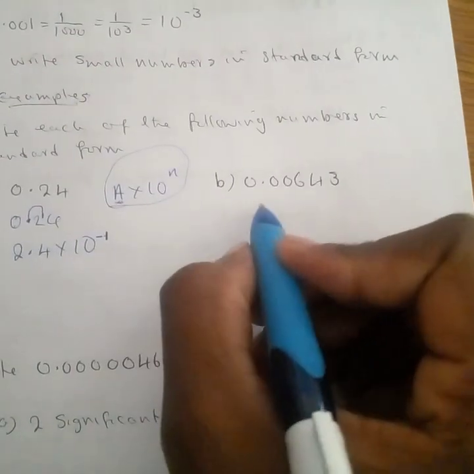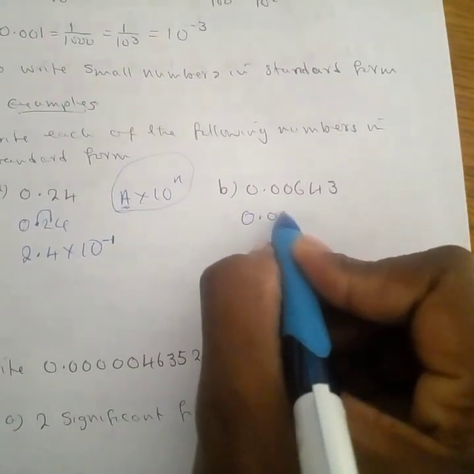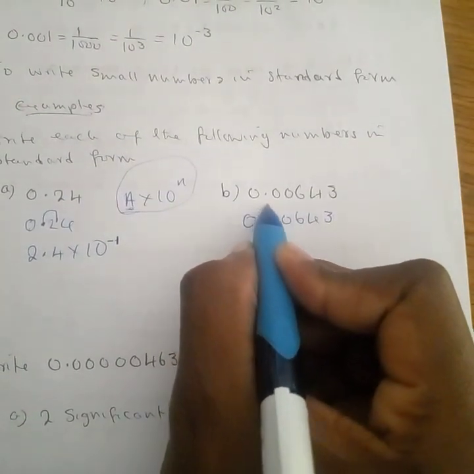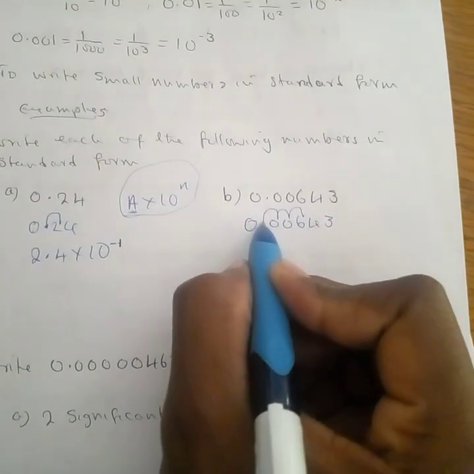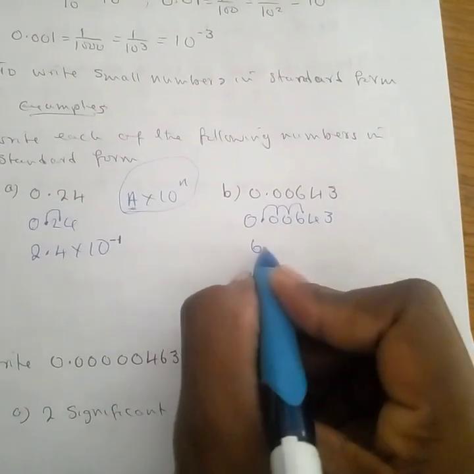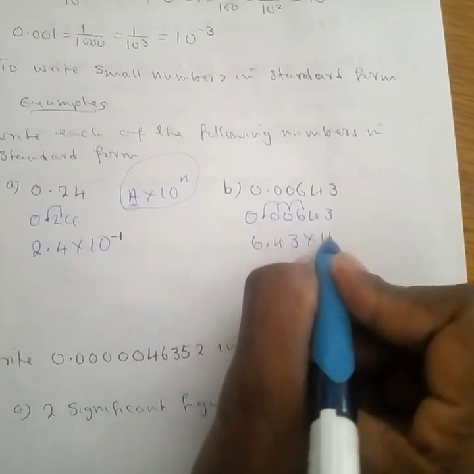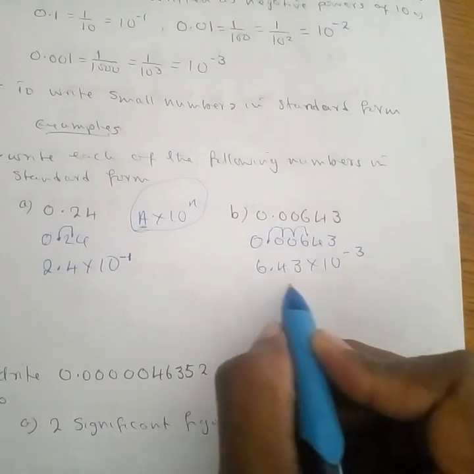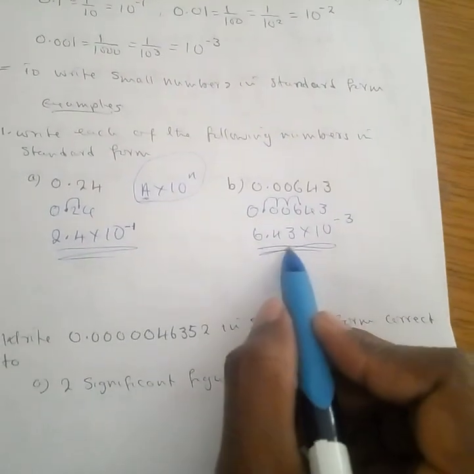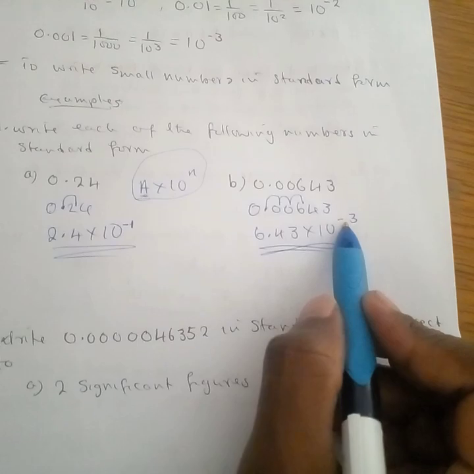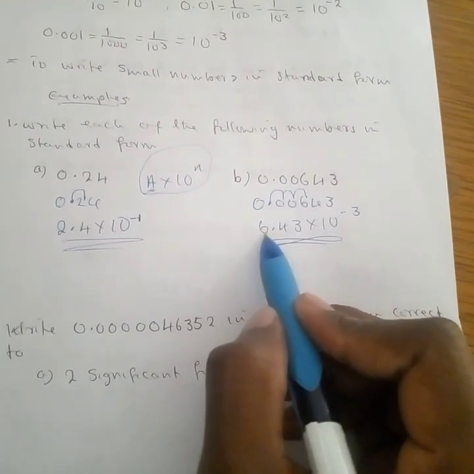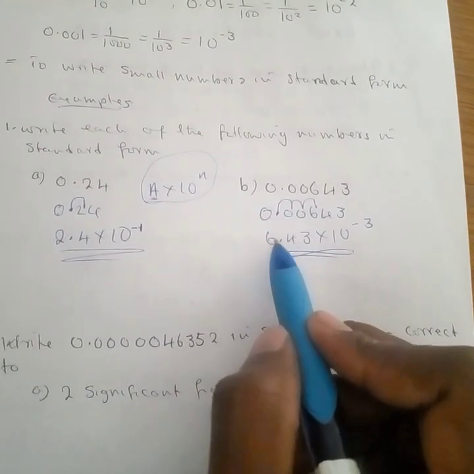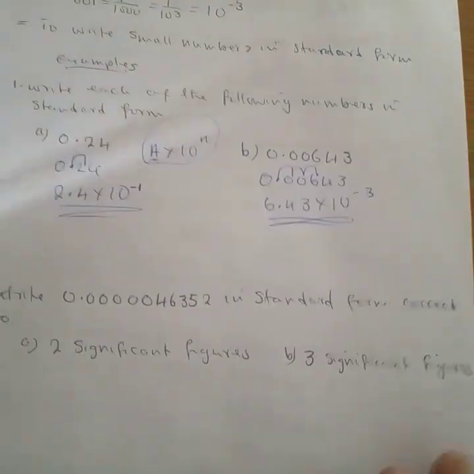So let's try to answer this one as well. 0.00643 in standard form will be, we move this decimal place how many times? 1, 2, 3. So the decimal point has moved 3 times. So it will be 6.43 times 10 to power negative 3 because it has moved 1, 2, 3 times. So this will be in standard form as well. So this is how you write small numbers in standard form. They should always have a negative power. And on this side, you should always make sure that there's a number greater than or equal to 1 but less than 10.